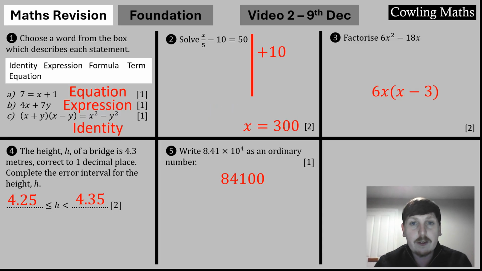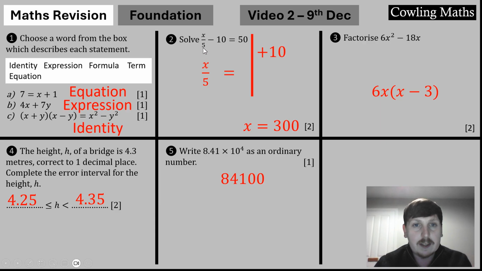Now I'm going to use a method which is quite specific to my academy. So we put a line down the side, all our working out goes down one side and the answer goes on the other. It just keeps it nice and tidy. So I need to add 10 to this side and also add 10 to this side. If I add 10 to this bit, it's going to get rid of this take away 10.